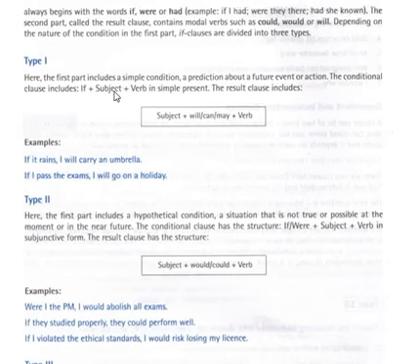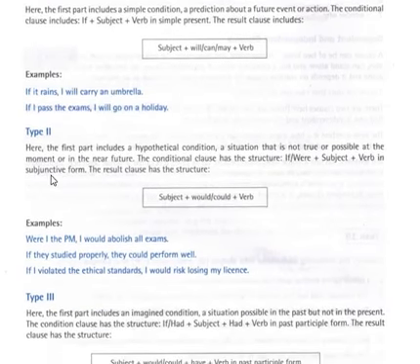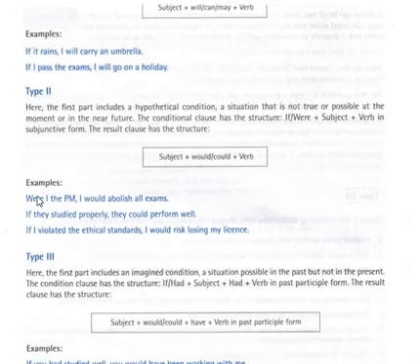Now coming to type 2. When are you going to apply this? When you wanted to talk about a hypothetical situation, that is an imaginary situation, which is not likely to take place, then you can go for type 2. For example, if they studied properly, this is the if clause, they could perform well. This is the main clause. How is the verb in the if clause? Studied, it's V2 form. So the if clause is in past tense. Here the if clause is in past tense.